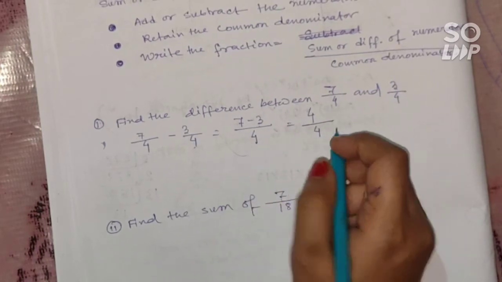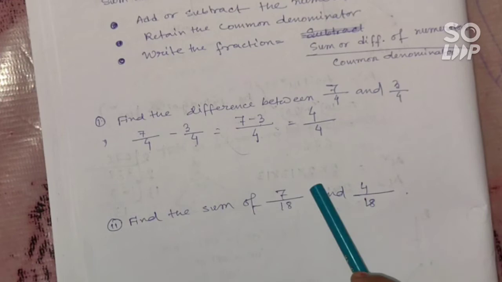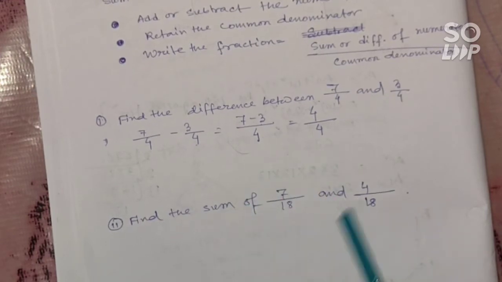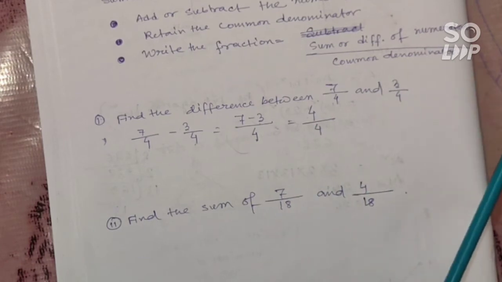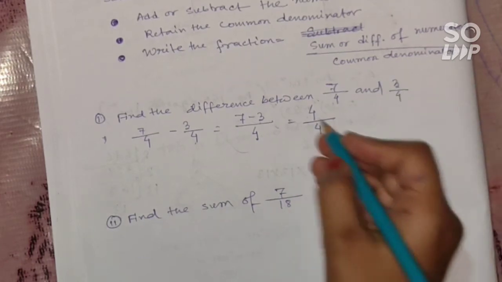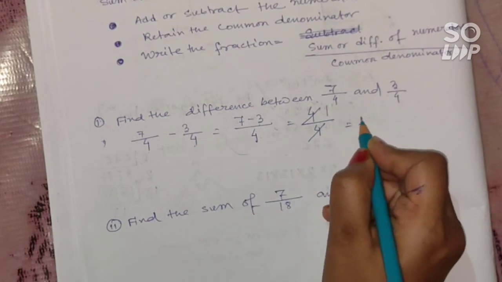4 upon 4. So whichever answer you get after adding or subtracting, you have to convert that fraction into the simplest form or the lowest form. 4 ones are 4. That is, the answer is 1.